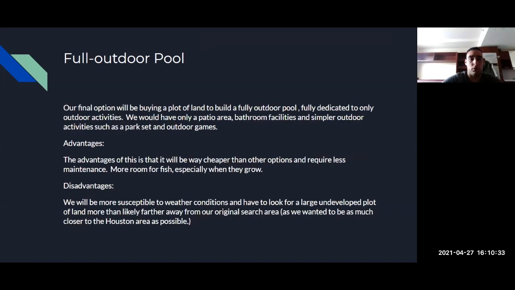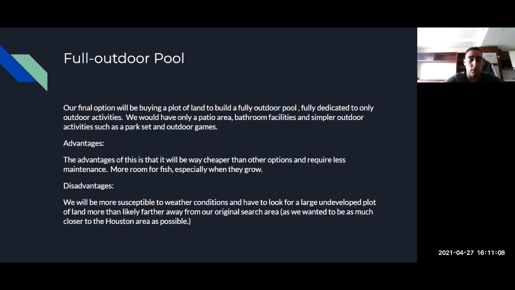Our final solution was our full outdoor pool. What this involved was just renting or buying a plot of land and installing a large lake facility and some small optional facilities with outdoor activities such as a patio and bathroom facilities. The main advantage of this is it will be way cheaper to build, and there will be more room for fish, and it will involve less maintenance and training for all of it.